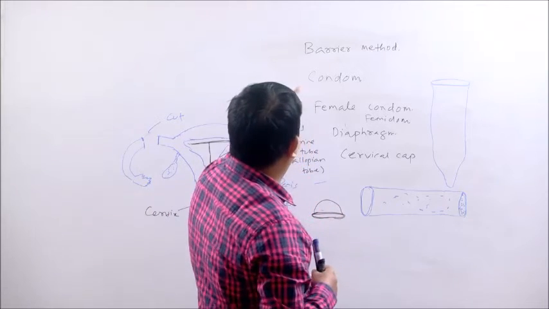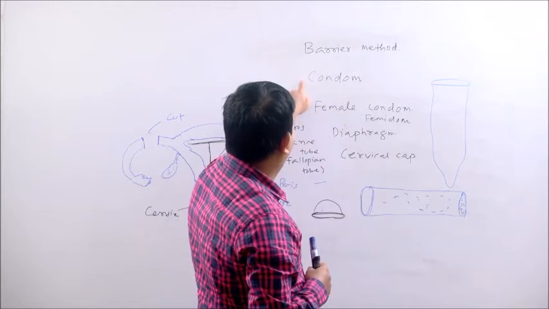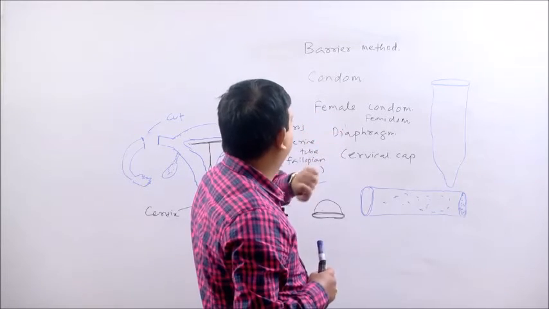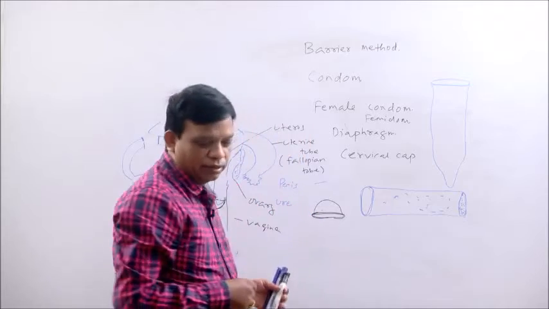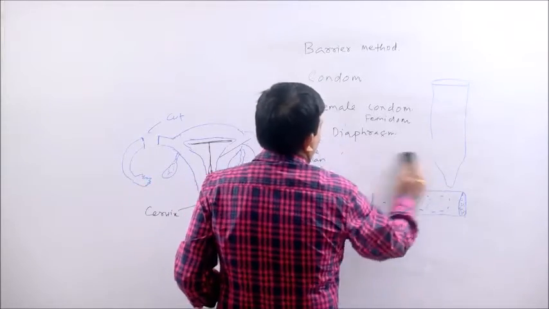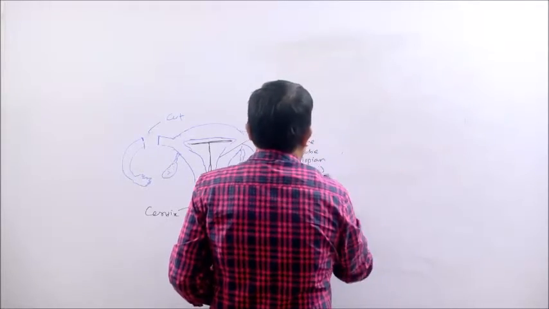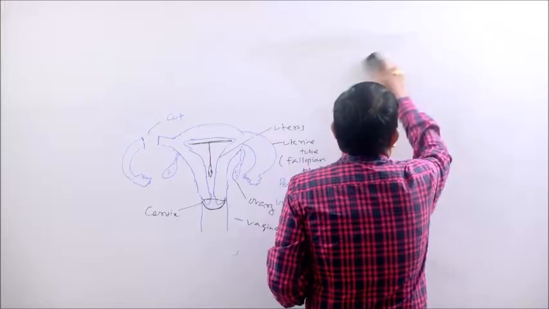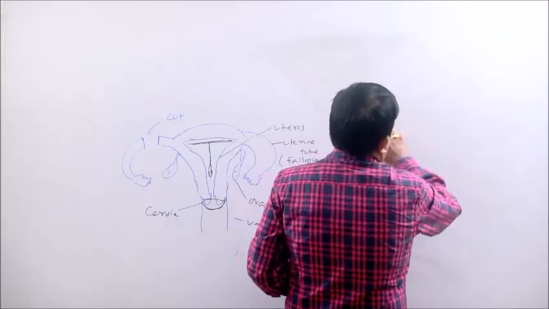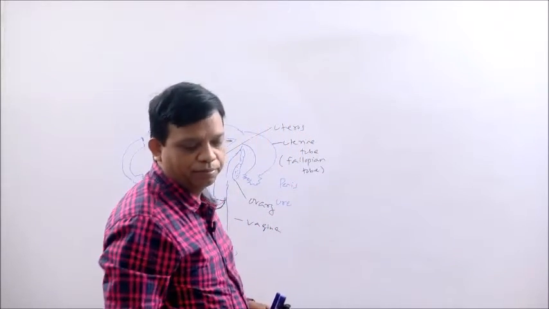The advantage of using these two, male condom and female condom, is that it provides protection against sexually transmitted diseases. But the negative side of using the condom is that it comes in the way of natural love making.